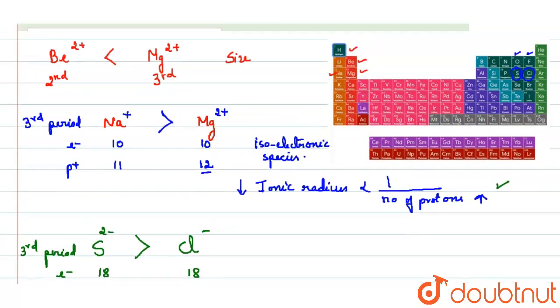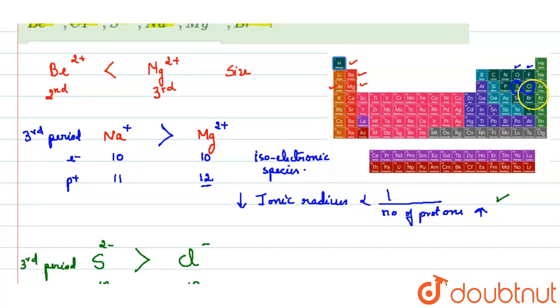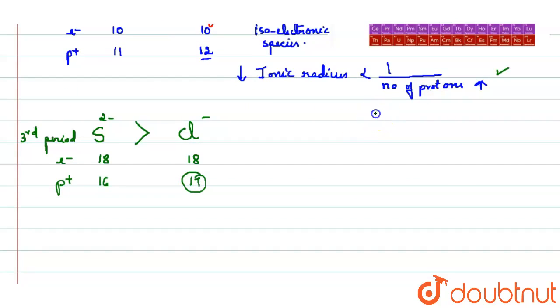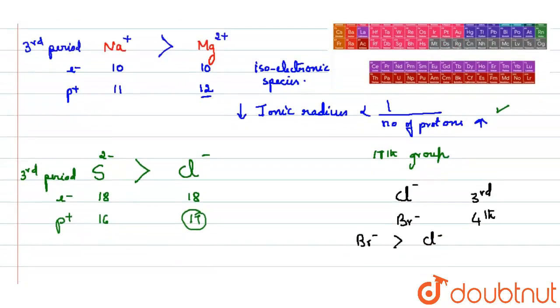Now next is chlorine and bromine. Chlorine and bromine both belong to the 17th group. Chlorine belongs to the third period and bromine belongs to the fourth period. As there is a subsequent increase in the energy shell, bromide should be greater in size compared to the chloride ion. So this is the general trend.